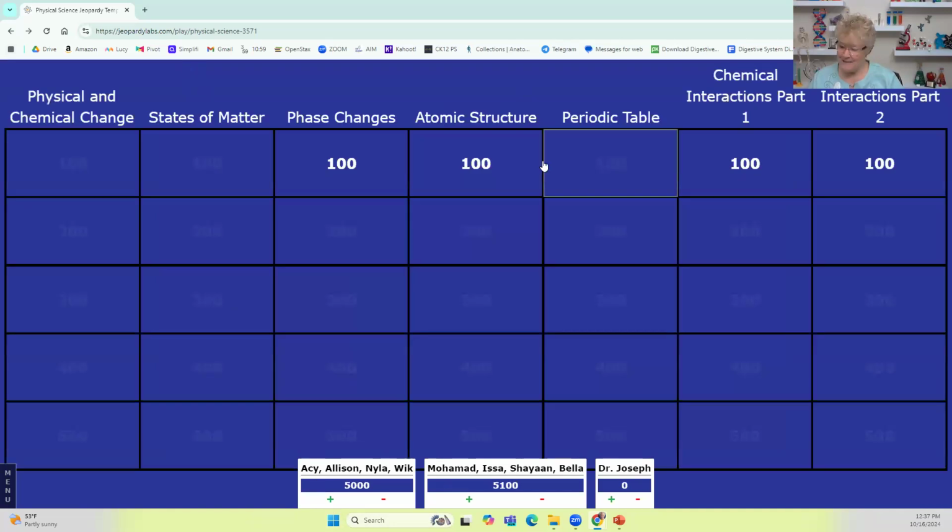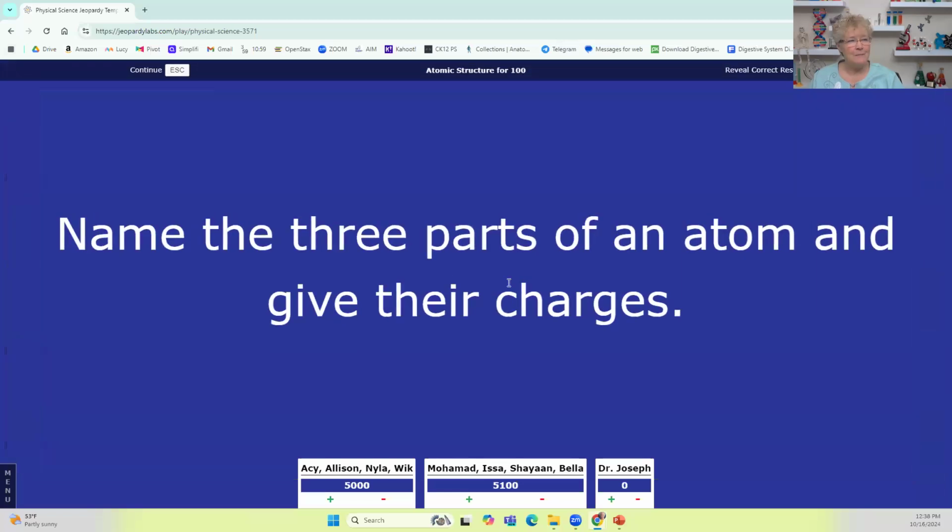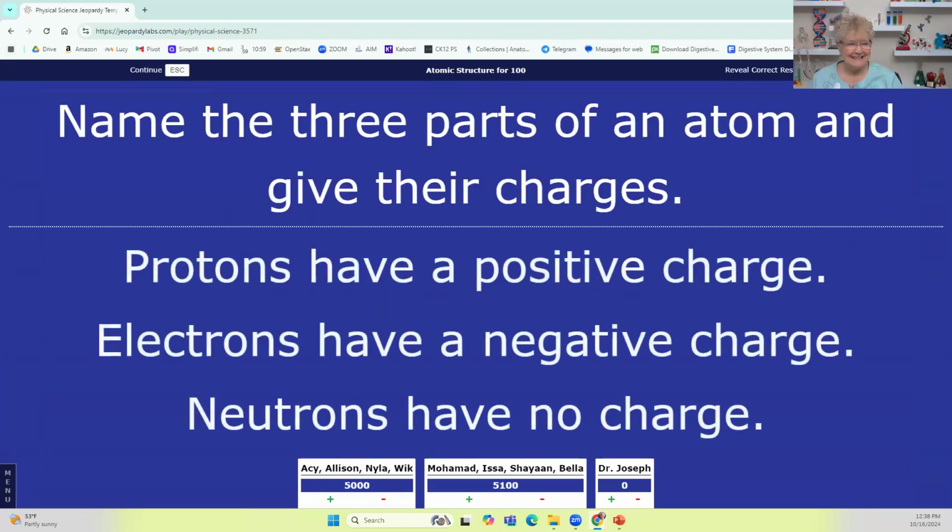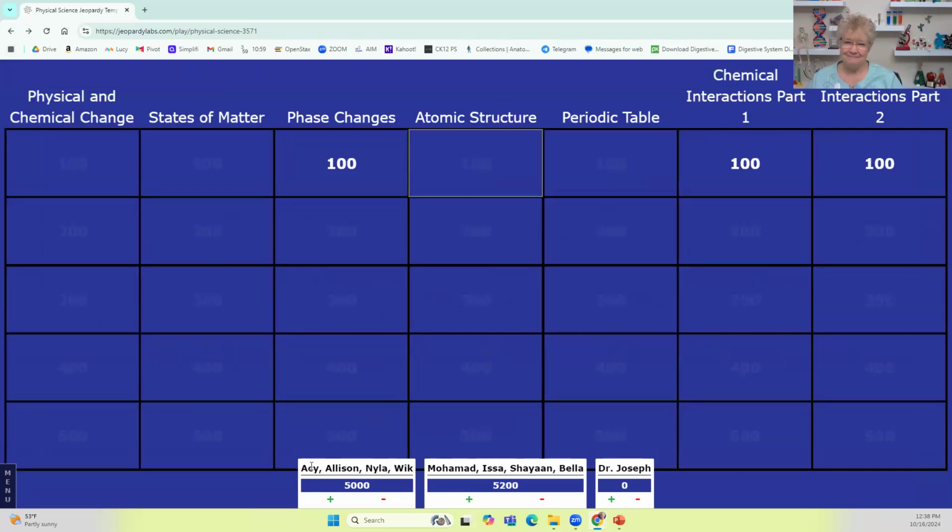All right. Let's see. Muhammad, Cheyenne, your turn again. Atomic structure. Name the 3 parts of an atom and give their charges. Electrons, neutrons, and protons. Protons have positive charge. Neutrons are neutral, and electrons have negative charge. Excellent. That's exactly right. All right. AC.